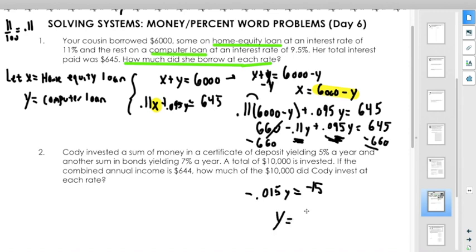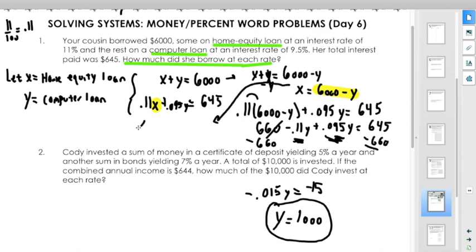So what does y equal? Well, y is going to equal 1,000. So again, what does y represent? It represents how much is on the computer loan. So 1,000 on the computer loan. Okay, but now I need to find what is my x. Well, look at this. I found y. x is already by itself. So that's super nice. Let's put a little arrow down here.